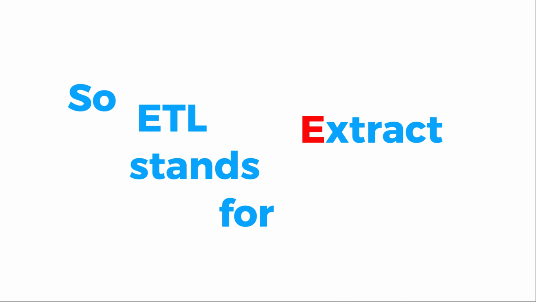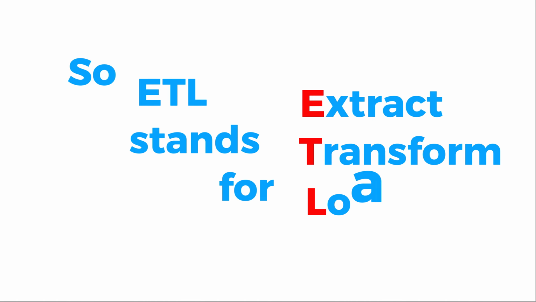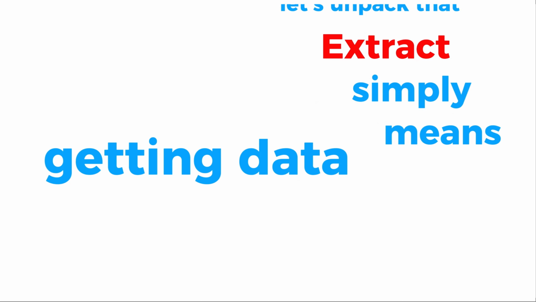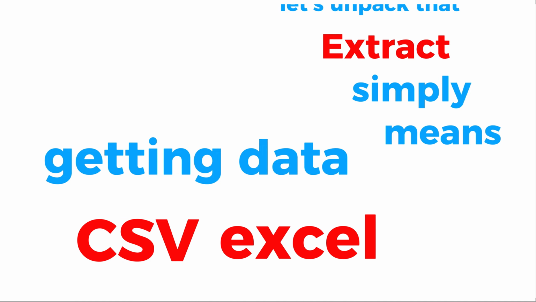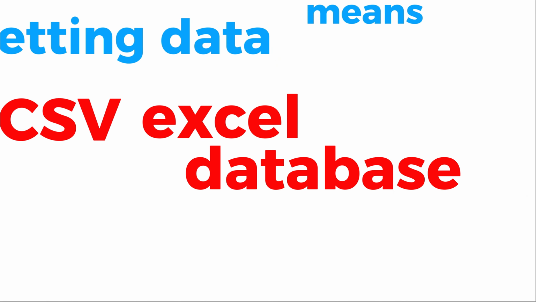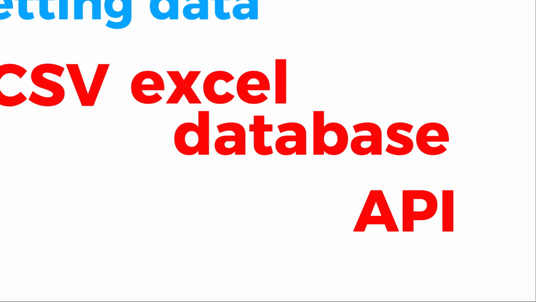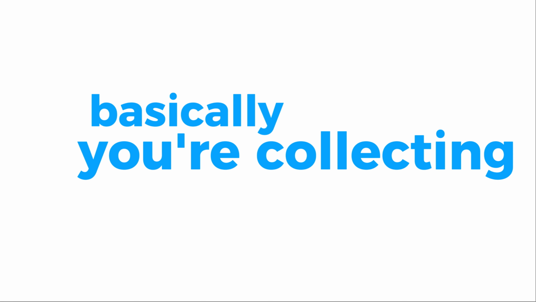So, ETL stands for extract, transform, and load. Let's unpack that. Extract simply means getting your data. That could be a CSV file you downloaded, an Excel sheet from your team, or data pulled from a database or an API. Basically, you are collecting your raw materials.